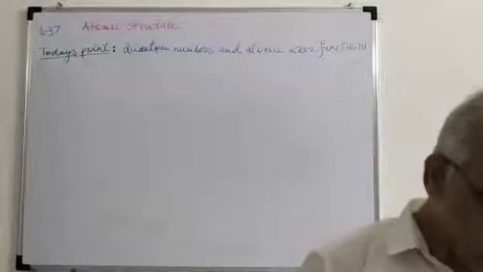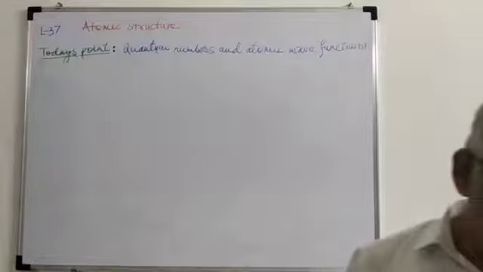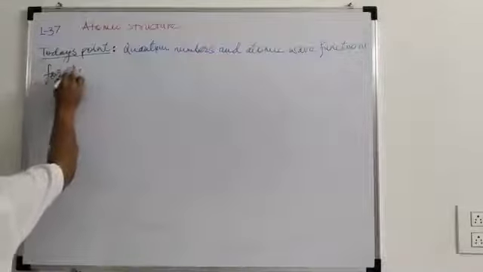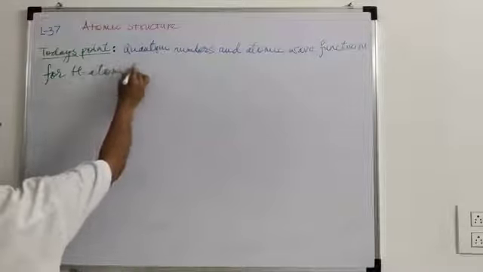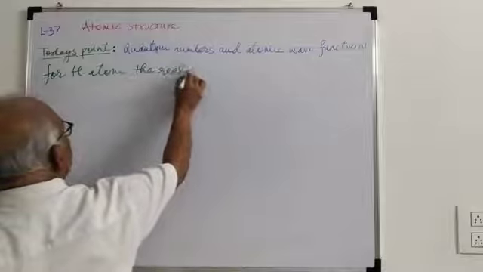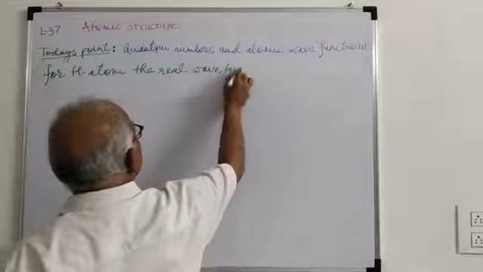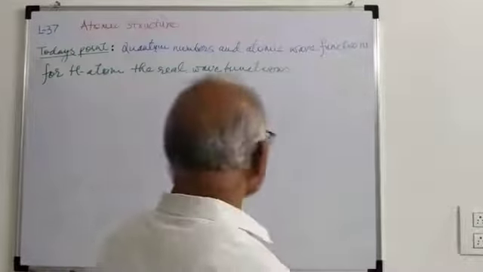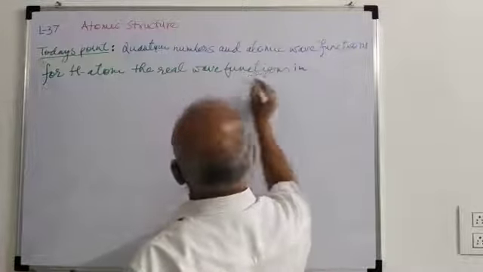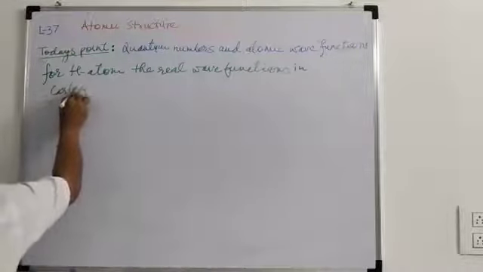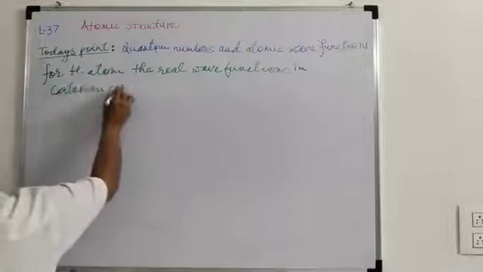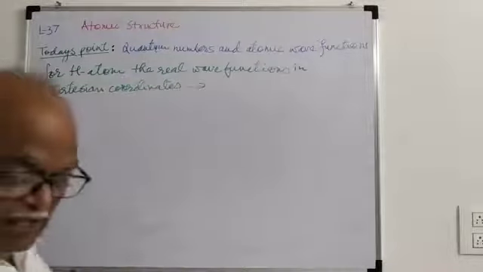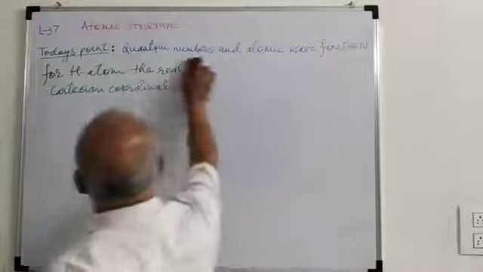So when we consider the atomic orbitals, for instance for the hydrogen atom, the real wave functions for the hydrogen atom in Cartesian coordinates are given here. So we will show these things in tabular form.